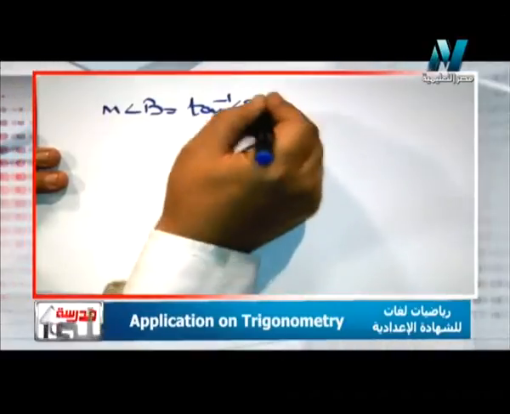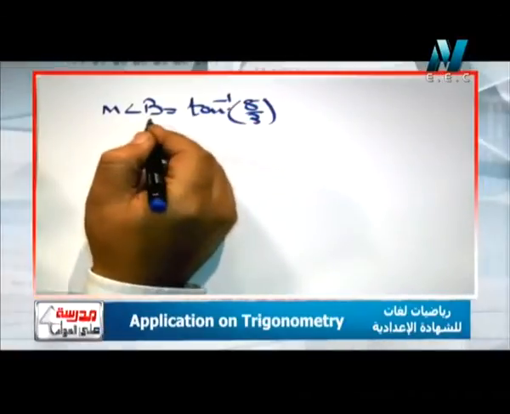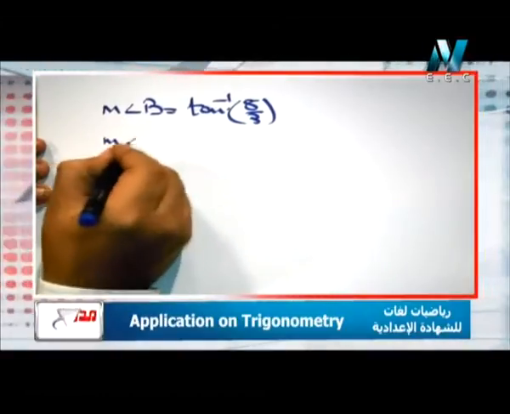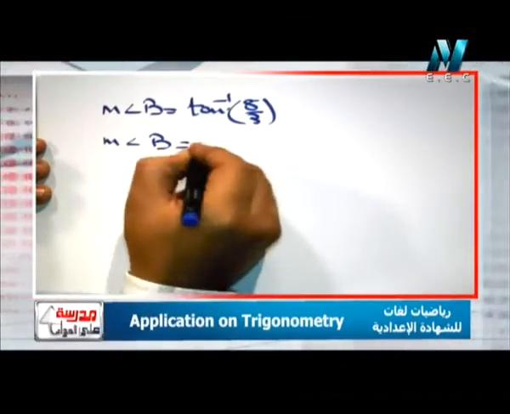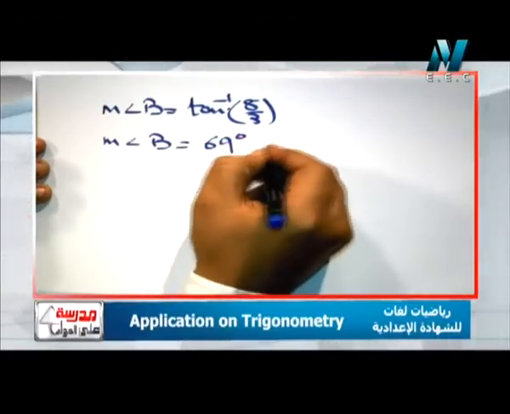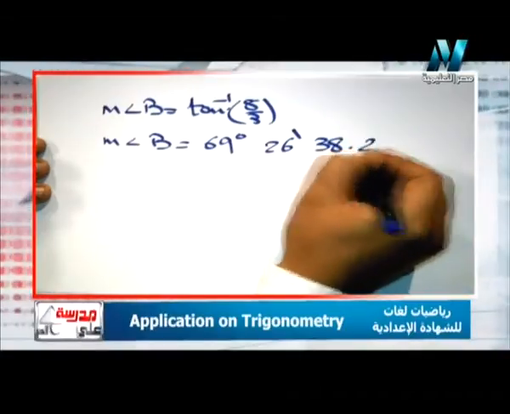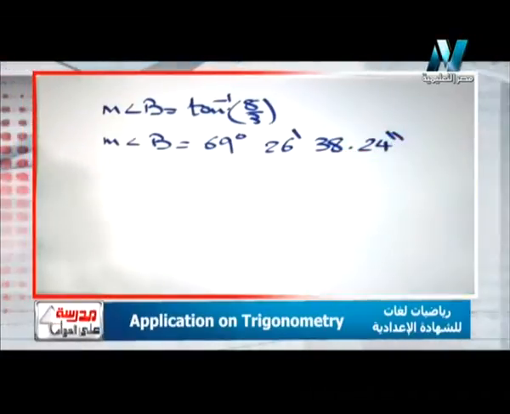I'm going to search on my calculator for the angle whose tan is 8 over 3, and the measure of this angle will be 69 degrees, 26 minutes, 38.24 seconds. So this is the measure of angle B.